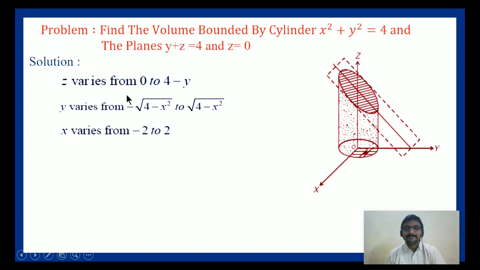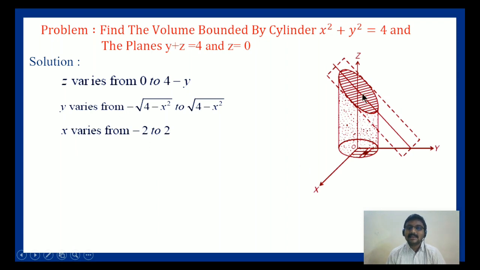Once again, in the volume region we consider a strip parallel to the z-axis. The lower part of the strip touches the xy plane, so z equal to 0. The upper part of the strip touches the plane y plus z equal to 4, so that z is 4 minus y. So the z limits are obtained, and then the y, x limits.